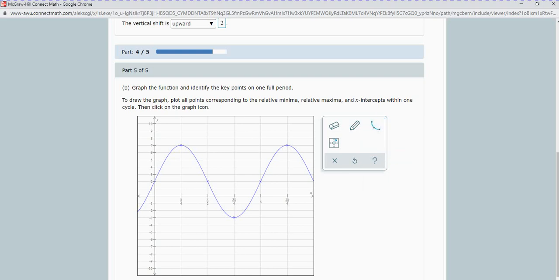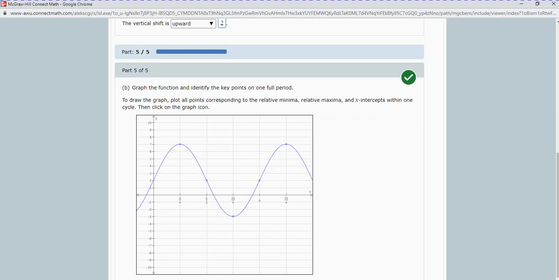So let's check the answer, make sure it's correct. Okay, looks good. So that's what you need to do in order to graph a sine or a cosine function. Now, what happens if you press that graph a function button and things just aren't working out, you're not getting the correct shape? What does that mean? How do you fix it?